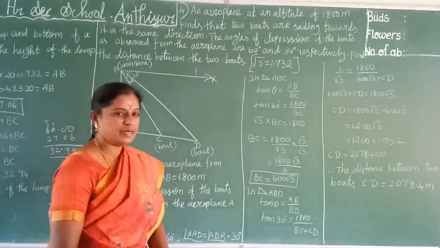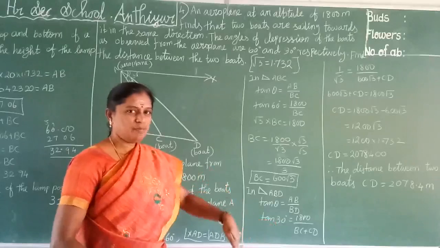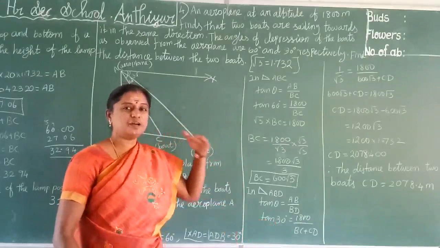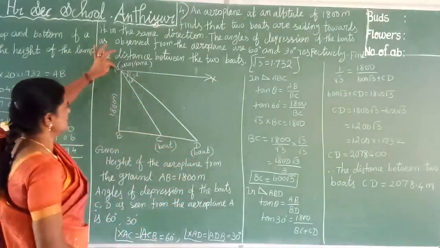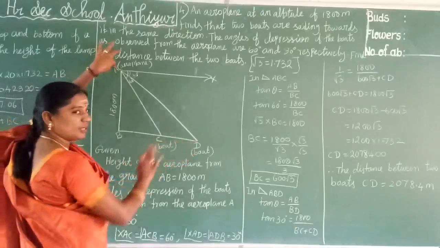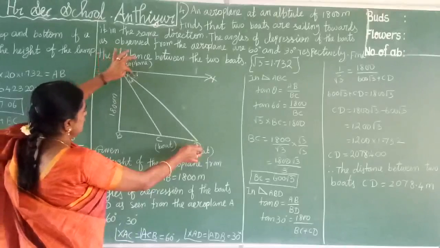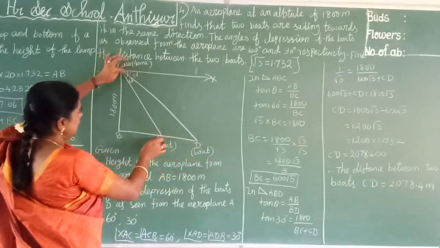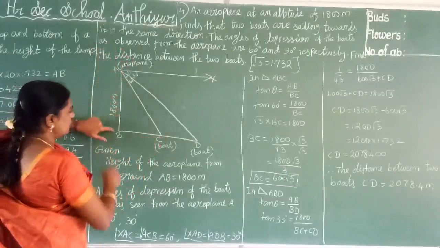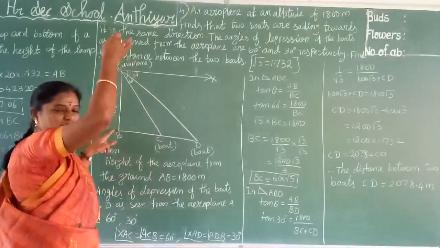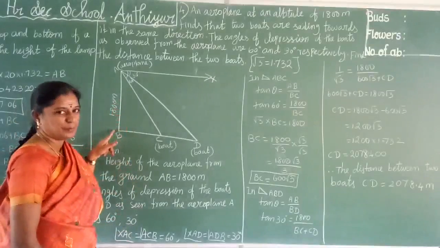It is a very simple question. Suppose we stand on a building and see the road, one car or two cars. It is the same here with the aeroplane and boats. Have you understood the question? So this is the aeroplane, and these two are boats. One boat is at 30 degrees, another boat is at 60 degrees. The height of the aeroplane from the ground is 1800 meters.